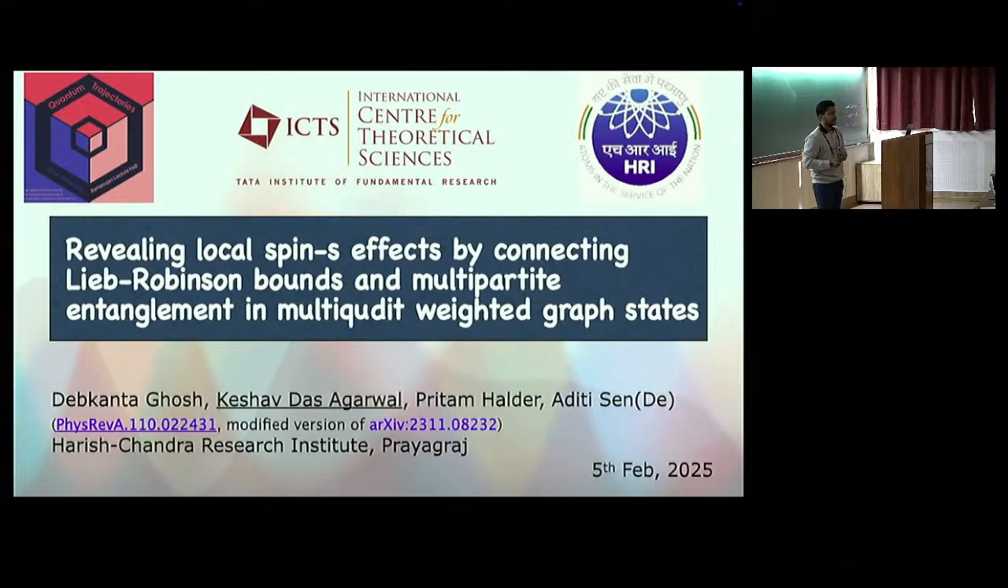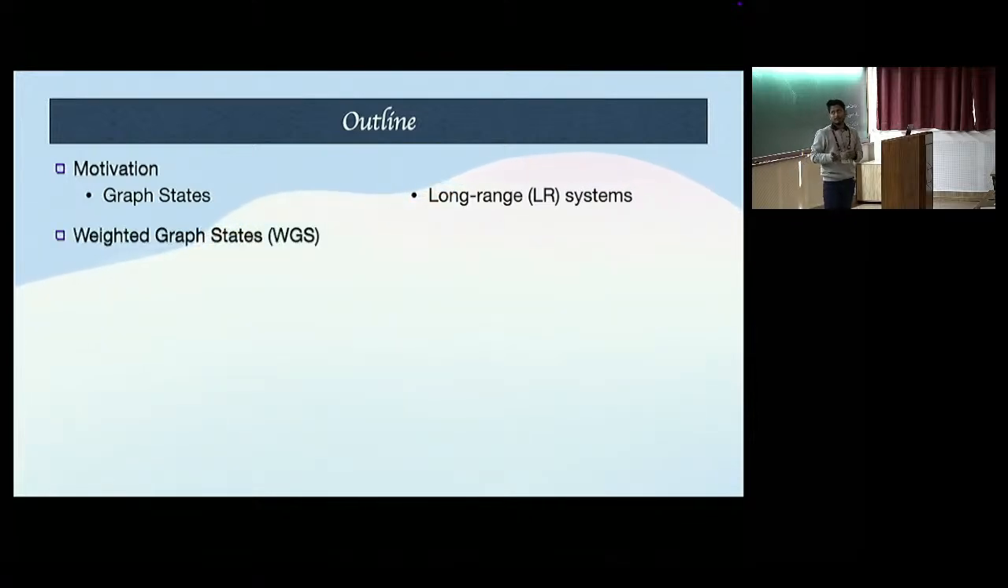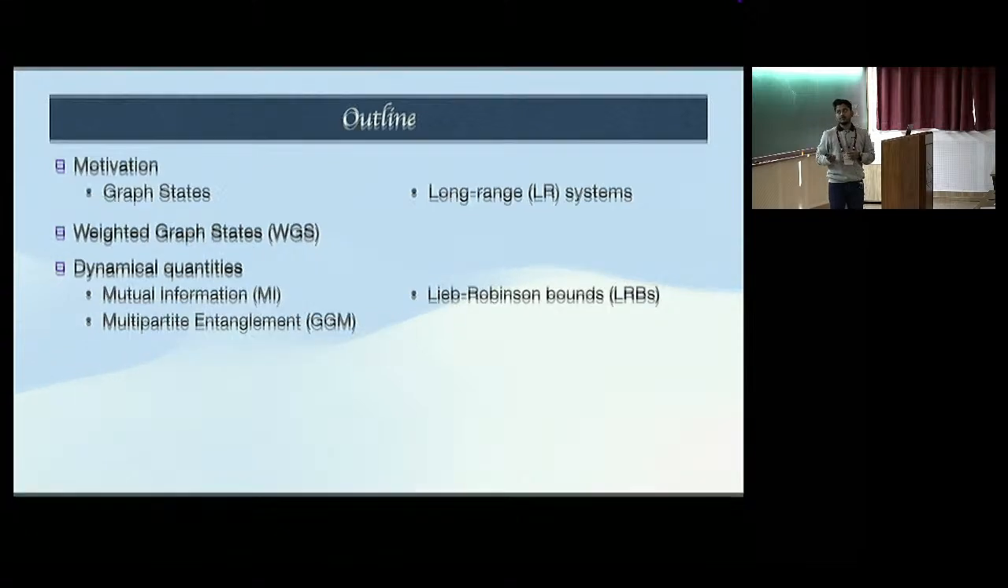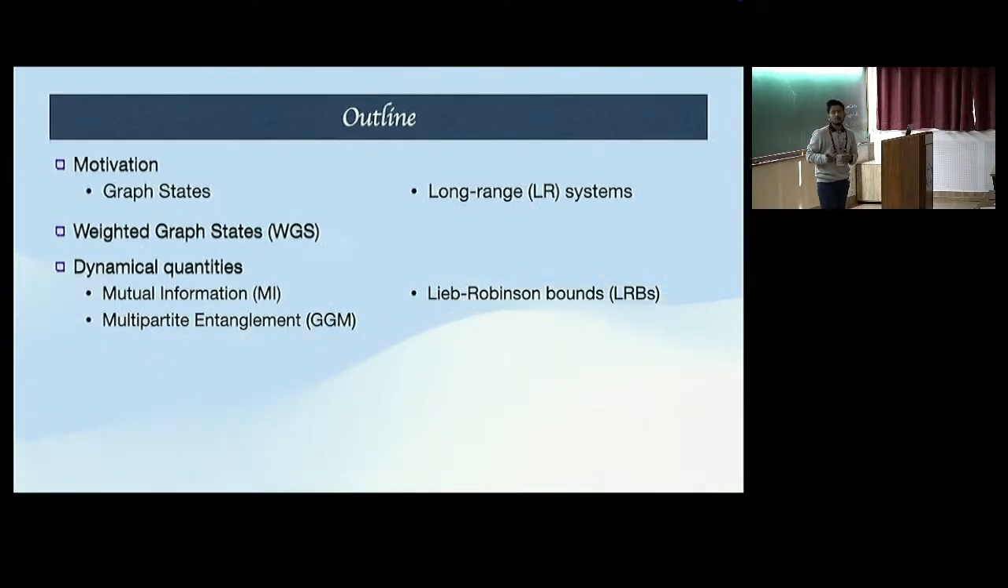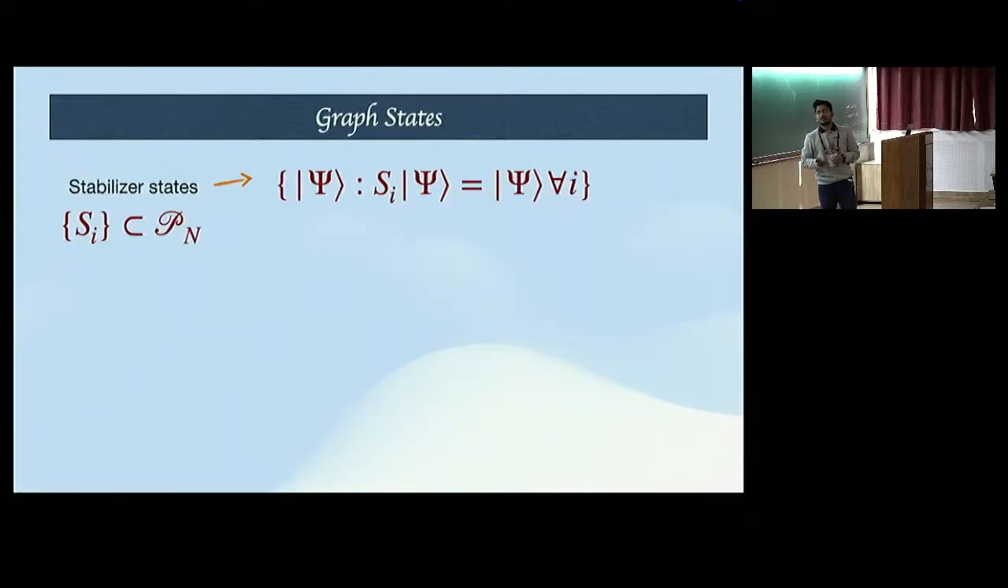states. So I'll start with the motivation: what are graph states and what are long-range systems, then how we incorporate both of them to construct weighted graph states, and the dynamical quantities. We'll first look at mutual information, the Lieb-Robinson bound, and the multipartite entanglement, and I'll then finish with the conclusion. So, starting with graph states.